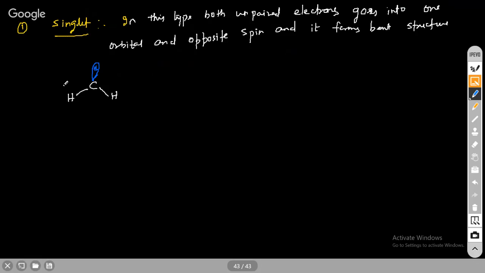Okay. Now you see there are a few properties of this. It is less stable, less stable in comparison to the other carbene that we'll see in some time. Since both electrons are paired, it is diamagnetic. And we also call it hot methylene, just a name.